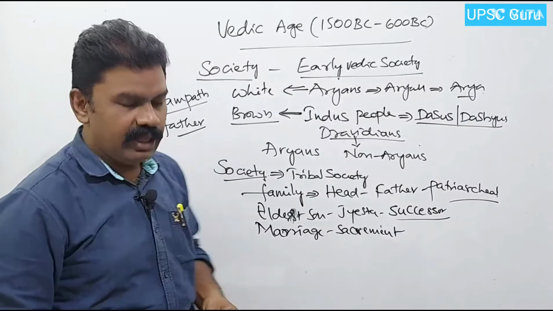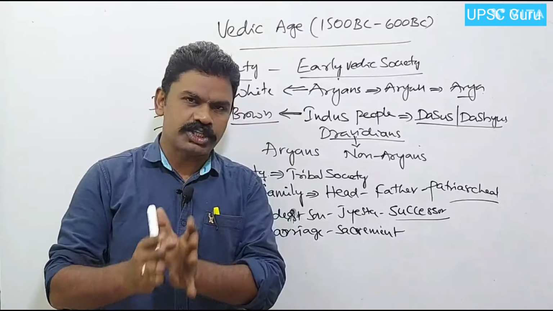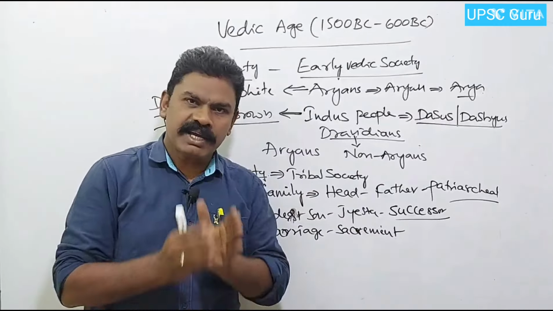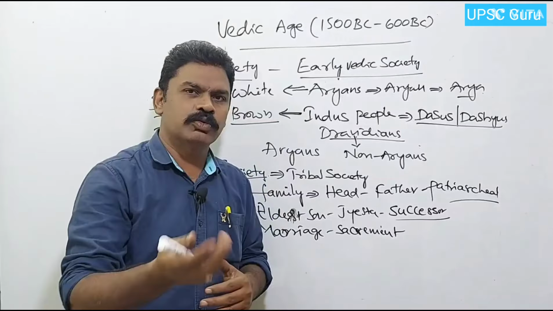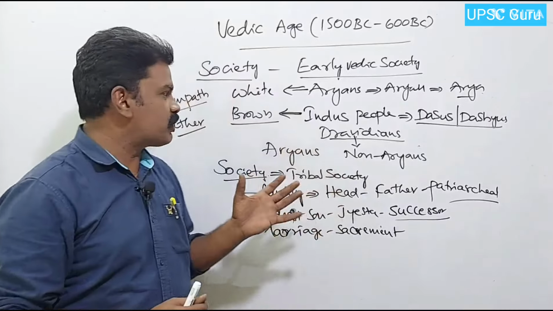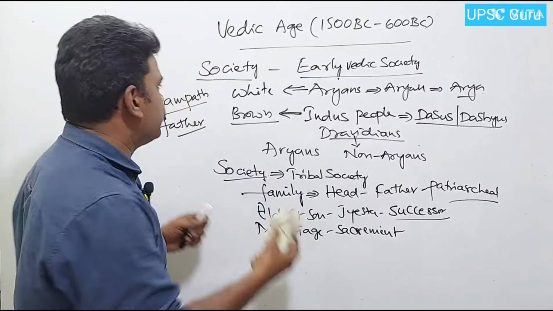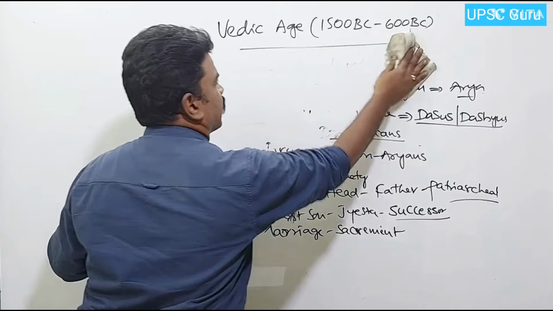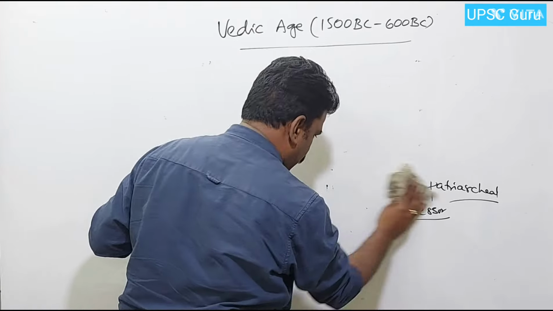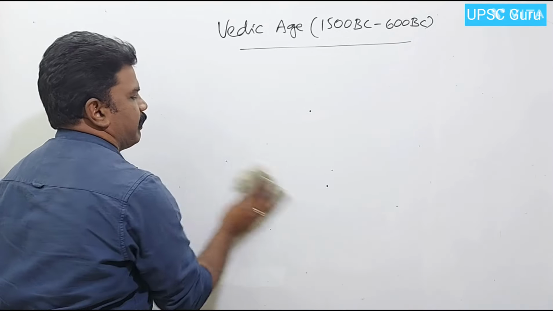There is one story in the Rig Veda. One boy did not listen to the words of the father, and he habituated bad habits. Because of that, the father punished that boy by removing the tongue from the mouth. This story existed in the Vedic Age, mentioned in the Rig Veda. So we can understand the father was the main owner and dominant person of the family.